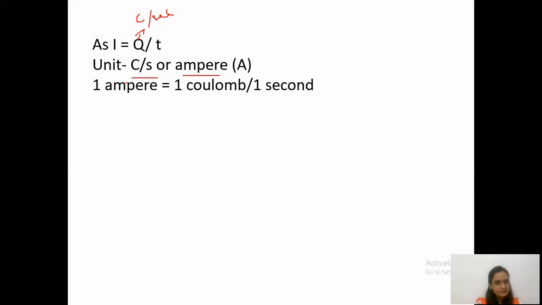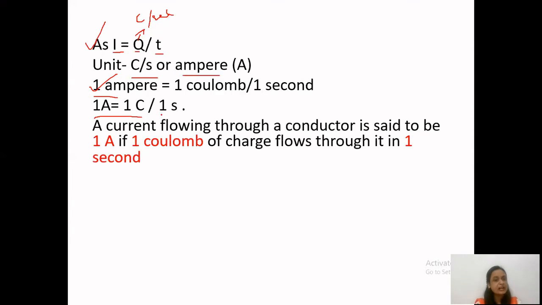Now see, 1 ampere is equal to 1 coulomb by 1 second. Meaning in this formula, if I put the magnitude of current as 1, that is 1 ampere, the magnitude of charge as 1, and the magnitude of time as 1, then 1 ampere is equal to 1 coulomb by 1 second. So here I can define 1 ampere. 1 ampere is the amount of electric current produced in a conductor when 1 coulomb of charge passes through the conductor in 1 second, right?